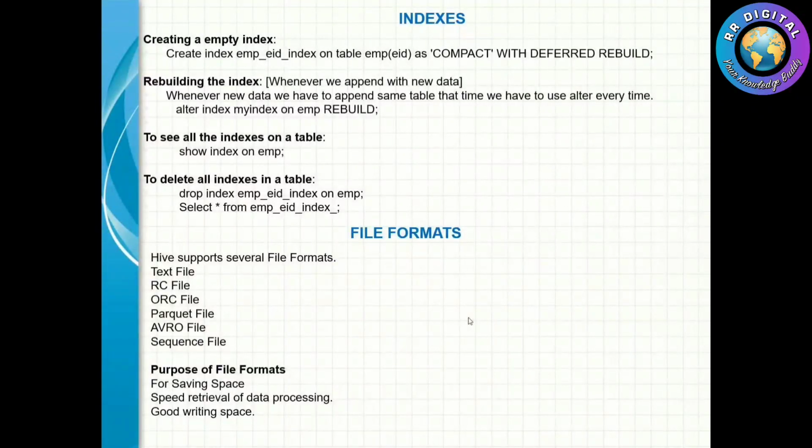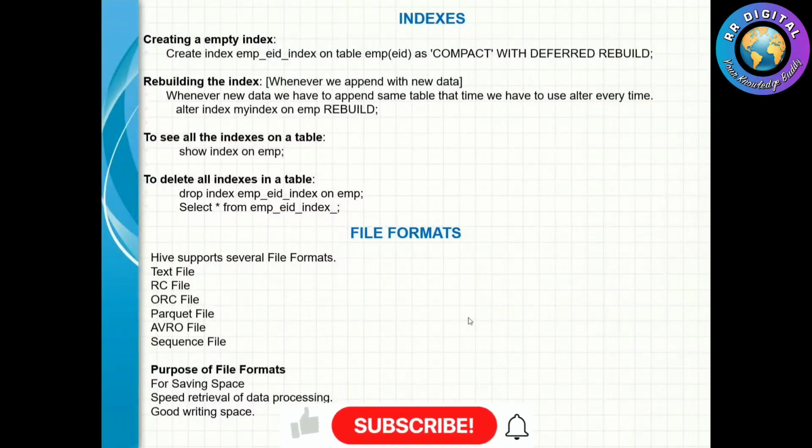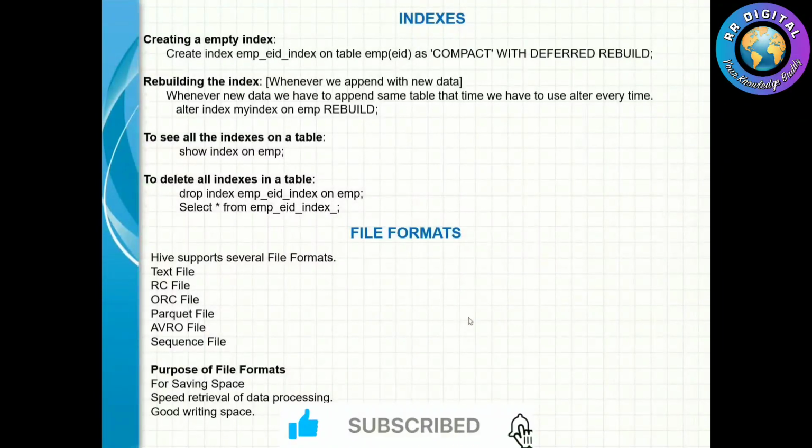So after compression, if you write or save your data inside HDFS, space will also be saved, right? Because it is applying a compression technique. For example, if you have 10 MB and you apply a compression technique, maybe it will come down to 6 MB or 7 MB. That means 3 MB or 4 MB of space is saved. So these are the three advantages of file formats.